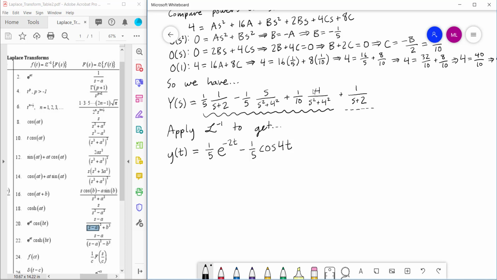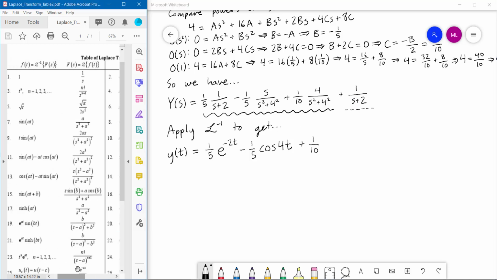This one, incidentally, is going to be, so we'll have plus 1/10, and our 4 over s squared plus 4 squared is this one, number 7, sine of at. So this one is the sine of 4t. And then this last piece, which matched this one over here, is going to be the same thing. It just doesn't have the 1/5 in front of it. So plus another e to the -2t.